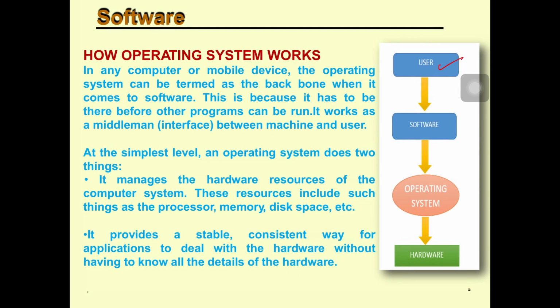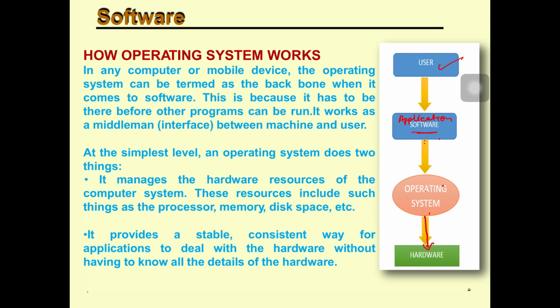So we can say that the user sends the request to the computer through software. What software is this? This is application software. The user sends the request to the operating system via application software. The operating system interacts with the application software, receives the request of the user, and accordingly sends the request to the particular hardware.